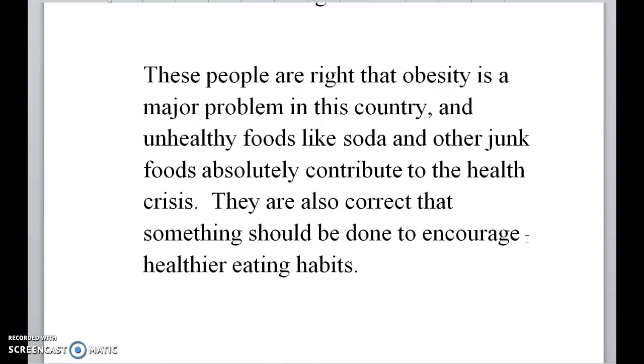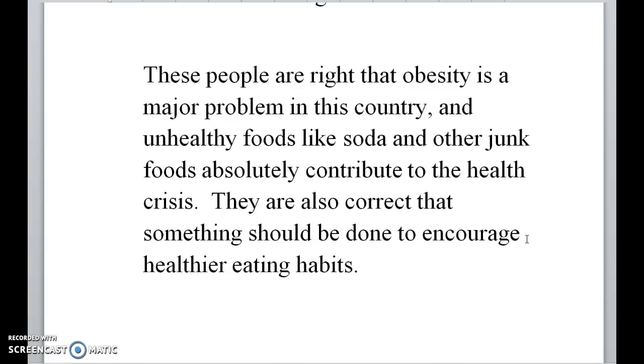These people are right that obesity is a major problem in this country. And unhealthy foods like soda and other junk food absolutely contribute to the health crisis. They are also correct that something should be done to encourage healthier eating habits. Now notice I did not give up the whole argument. I didn't say, yeah, they're right, do the taxes. That would be counterproductive to my own thesis.